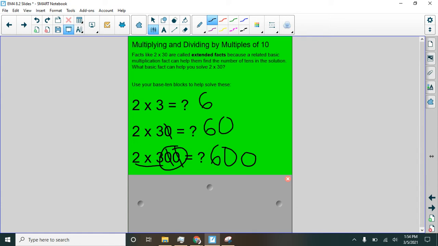What patterns do you see? Hey, each time we're adding a 0, each time the 6 is going up in value times 10. The 6 was worth 6 here. Now it's worth 60. Now it's worth 600.